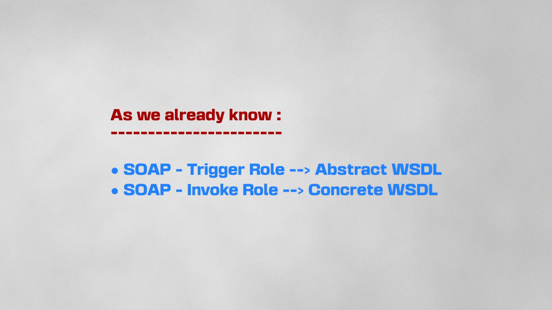As we discussed in the last video, to expose a SOAP service in OIC, we can use an abstract WSDL. But to call an external SOAP service, we must have a concrete WSDL or a WSDL URL provided by the external system. This is because OIC needs the binding information, the transport protocol, and most importantly, the endpoint location, all of which are available only in a concrete WSDL.